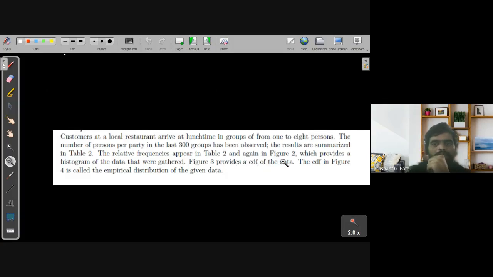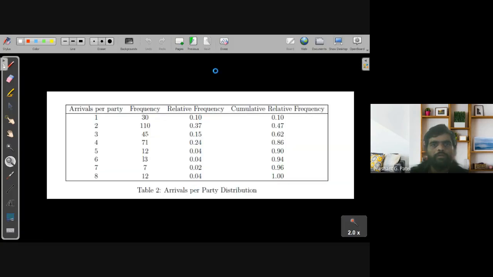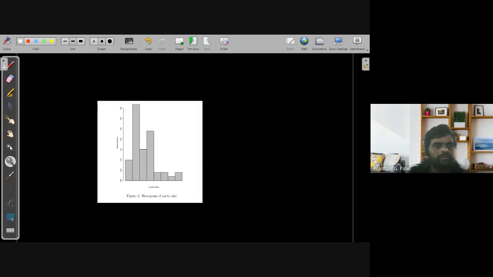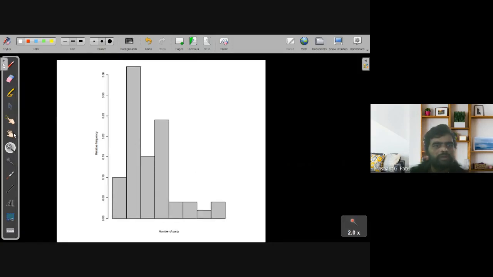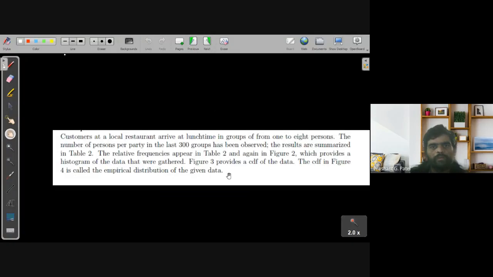And again in figure 2, a histogram is given, number of parties versus relative frequency. That I can also show you. So this is the histogram. The number of parties versus relative frequency, which provides the histogram of the data that we gathered.